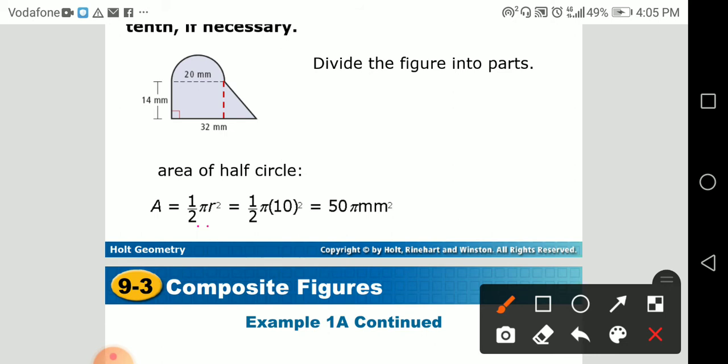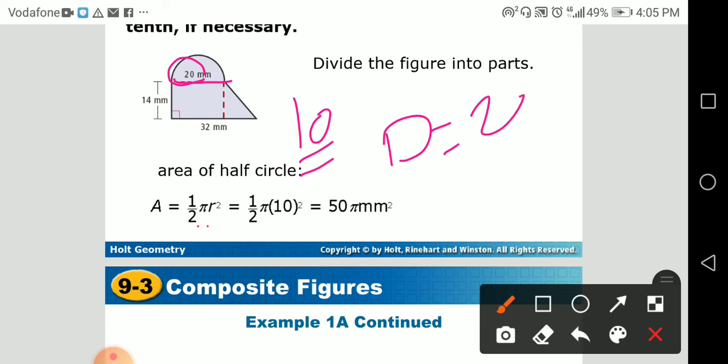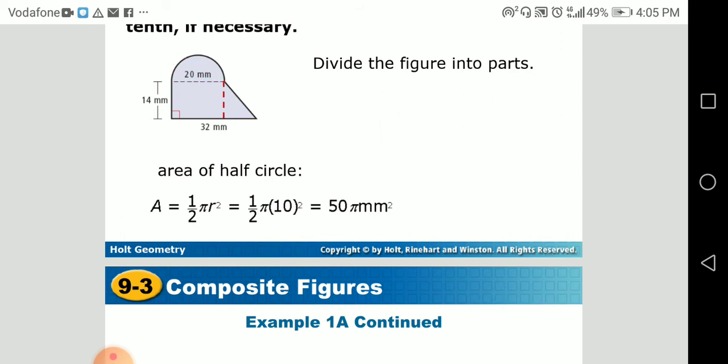It's 10. Why is it 10? Because this whole length is the diameter, and the diameter is 20. So the radius is 20 over 2, which is 10. Then substitute in the rule.